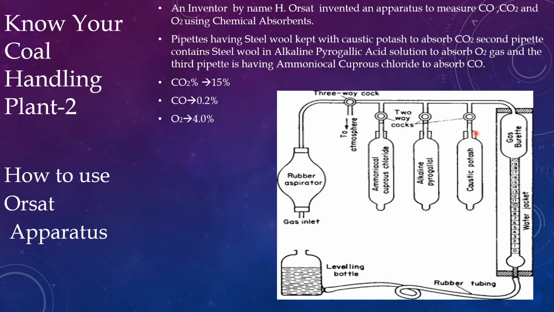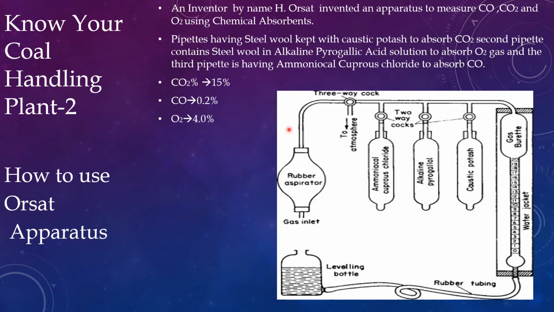This is a schematic diagram of the Orsat apparatus. The inventor of the Orsat apparatus was named H. Orsat. He invented it in 1873. It is an apparatus to measure carbon monoxide, carbon dioxide, and oxygen using some chemical absorbents.